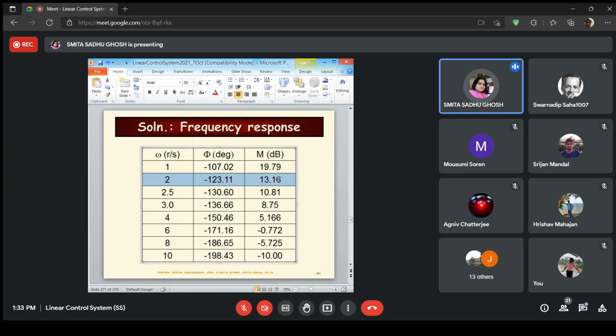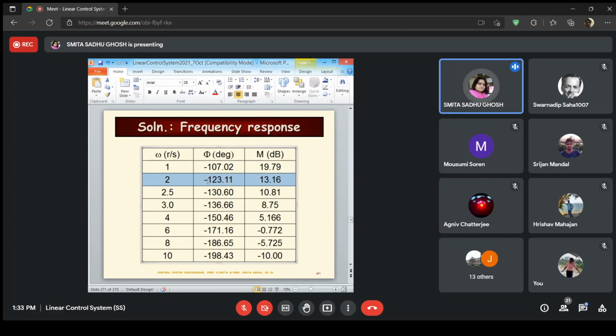So similarly now, for 2 radians per second. So 2 radians per second, now what happens? I have a positive value of magnitude, that is 13.16. So I can place my compensator from the magnitude point of view. I would be wanting minus 13 decibels of magnitude from my compensator.